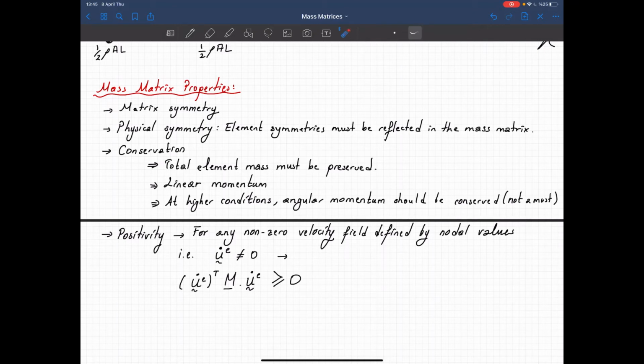So if you just reevaluate that equation, you'll see that that's the kinetic energy. So basically what we are saying is if you have velocity, your kinetic energy cannot be smaller than 0. So that's another thing that should be checked. Okay, how do we check it for a multi-degree of freedom system, for a matrix? We will be looking at the eigenvalues. You shouldn't have any negative eigenvalues for the mass matrix.